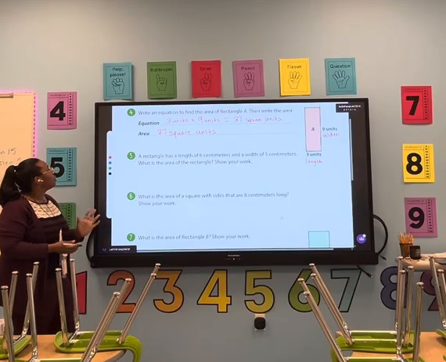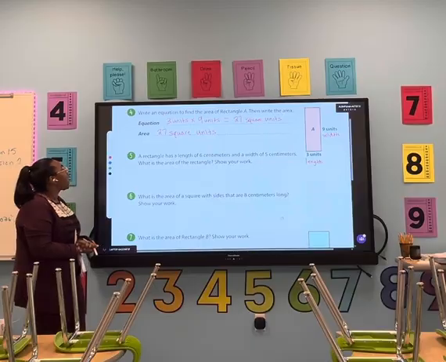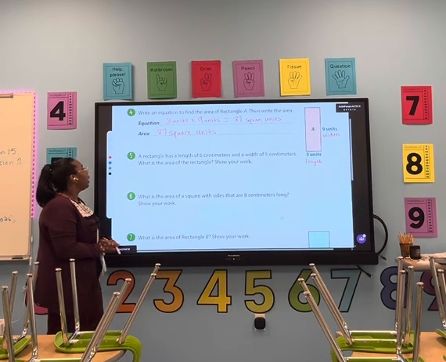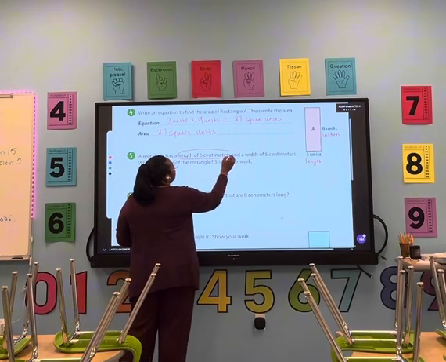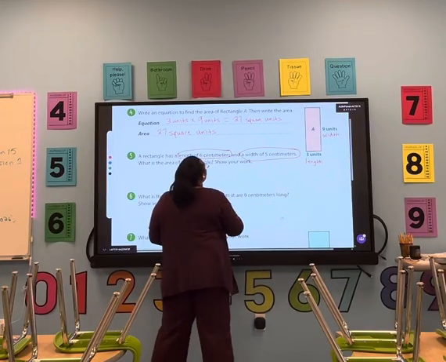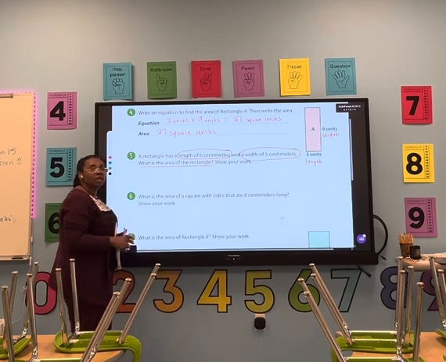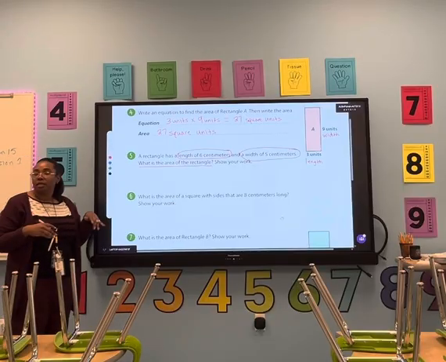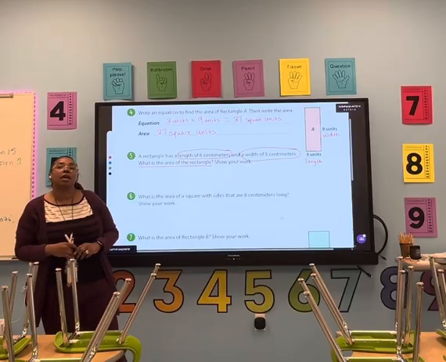Number 5 says a rectangle has a length of 6 centimeters and a width of 5 centimeters. What is the area of the rectangle? Show your work. Okay, so let's circle our important information, our numbers, which is the length of 6 centimeters and a width of 5 centimeters. And then we're going to underline that important question of what is the area of that rectangle, because that's what we're trying to find out. So let's go ahead and find that out. Now, Ms. Newman, it says show your work. We're going to show our work with a great picture. So we're going to draw that rectangle.